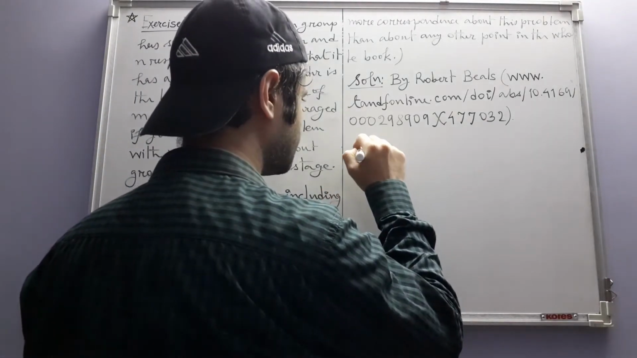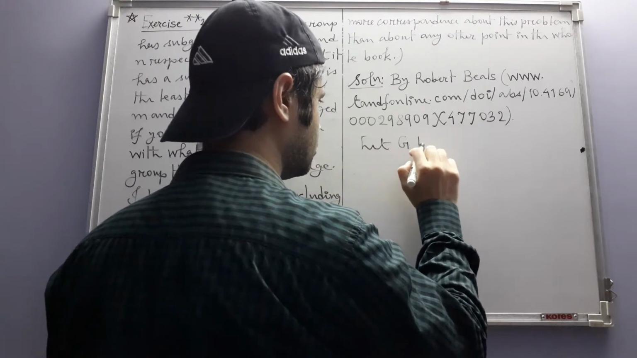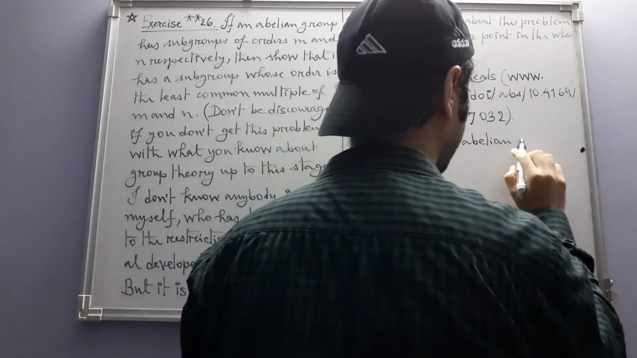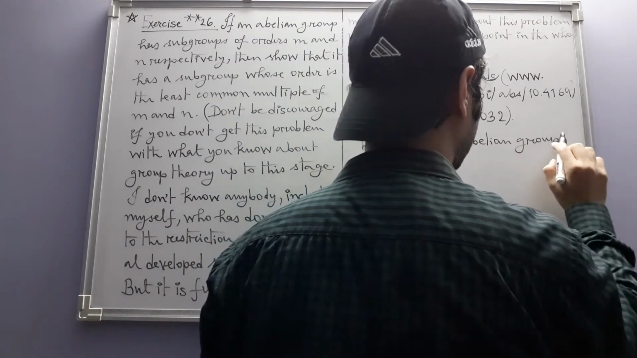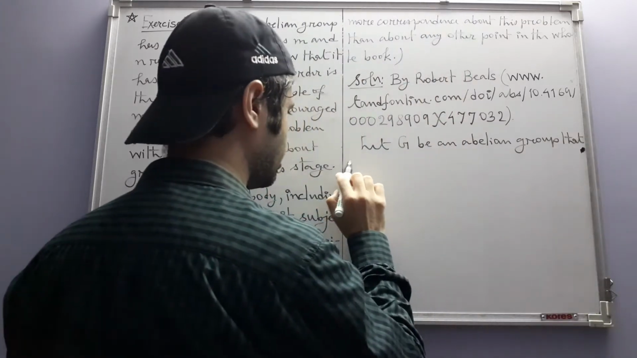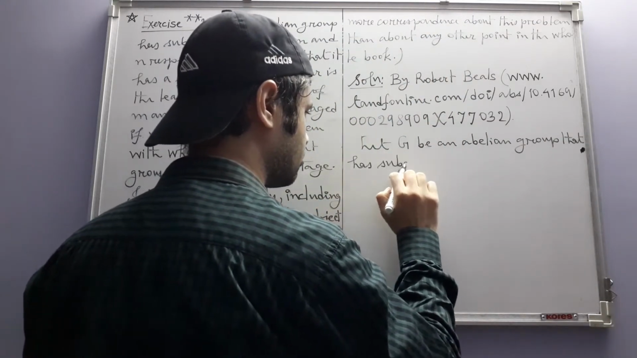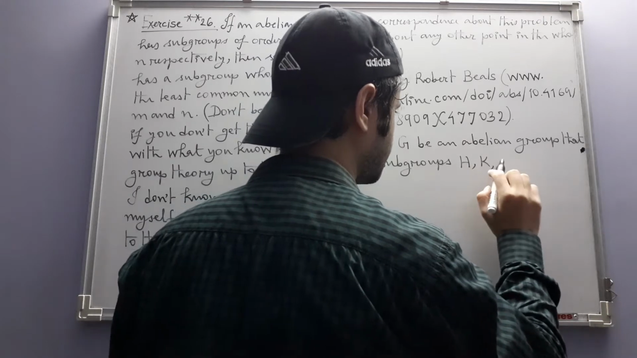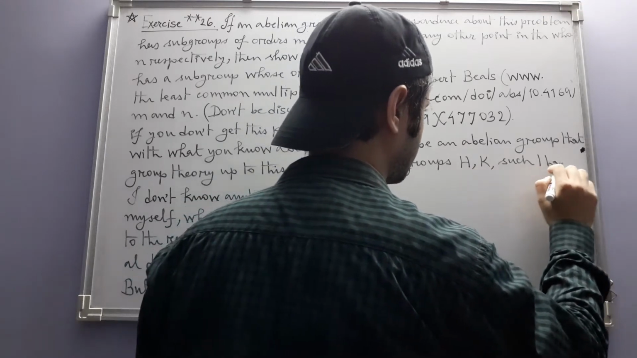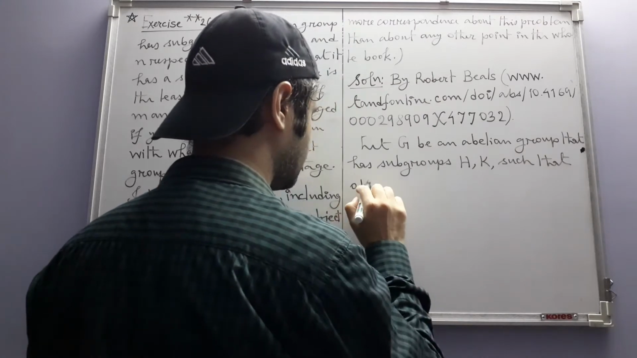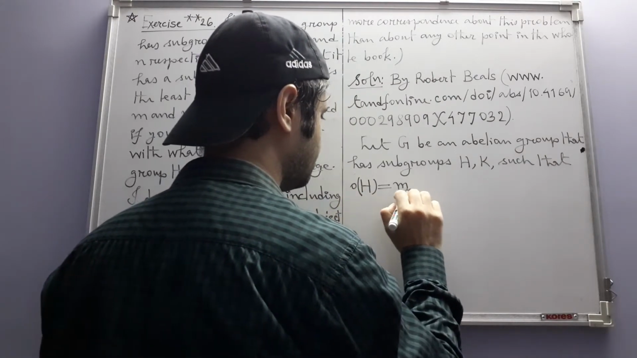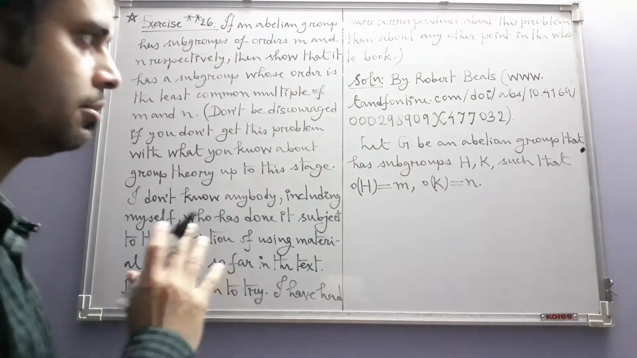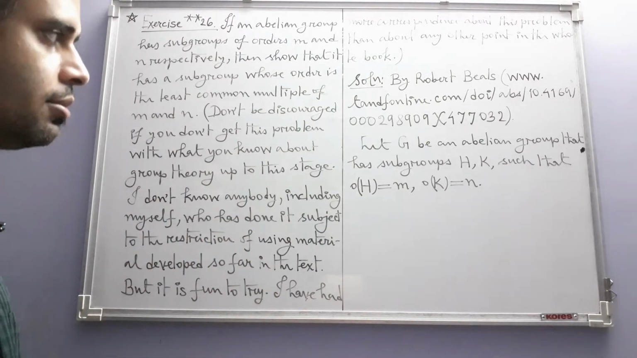So let G be an abelian group that has subgroups H and K such that order of H is M and order of K is N. So it's the situation where we are in right now.